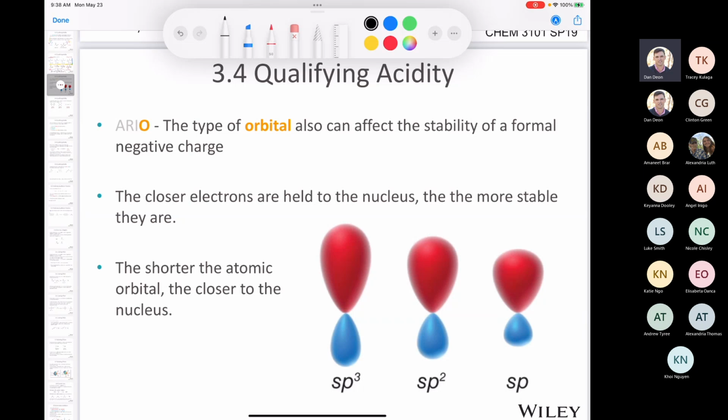That as we go from an sp3 to an sp2 to an sp hybridized orbital, the orbitals get smaller and smaller because they gain more s character. And what happens as they get smaller and smaller, the electrons are closer to the nucleus. So the closer electrons are to the nucleus, the more stable they are. It also says the shorter the atomic orbital, the closer to the nucleus. And therefore, if you have a negative charge in an sp hybridized orbital, it's going to be more stable than if you have a negative charge in an sp3 hybrid orbital. Why? Just because that negative charge is going to be closer to the nucleus.